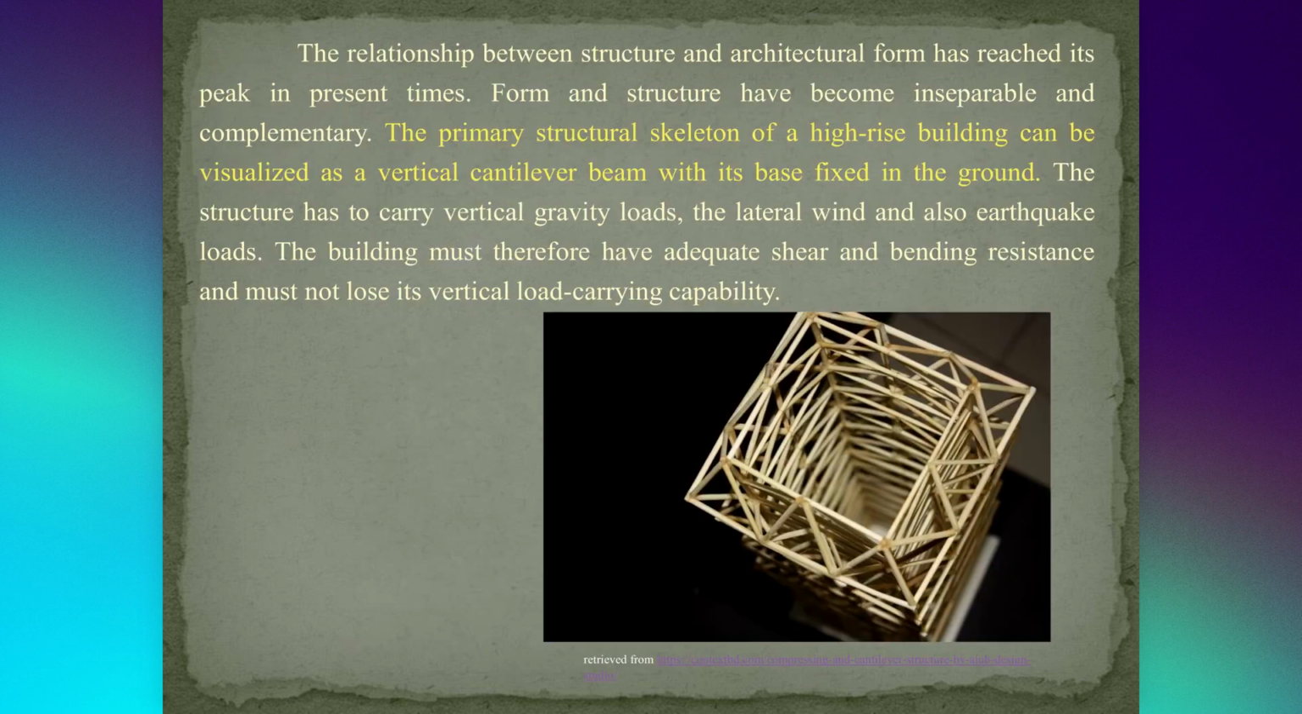The relationship between structure and architectural form has reached its peak in present times. Form and structure have become inseparable and complementary. The primary structural skeleton of a high-rise building can be visualized as a vertical cantilever beam with its base fixed in the ground. The structure has to carry vertical gravity loads, the lateral wind, and also earthquake loads. The building must therefore have adequate shear and bending resistance and must not lose its vertical load carrying capability.